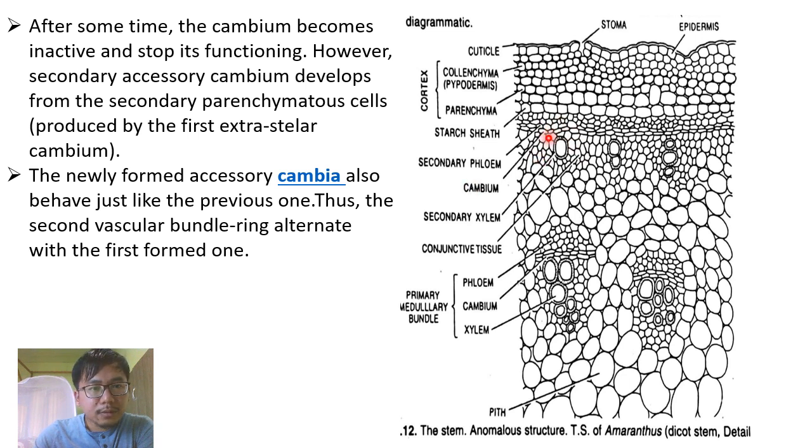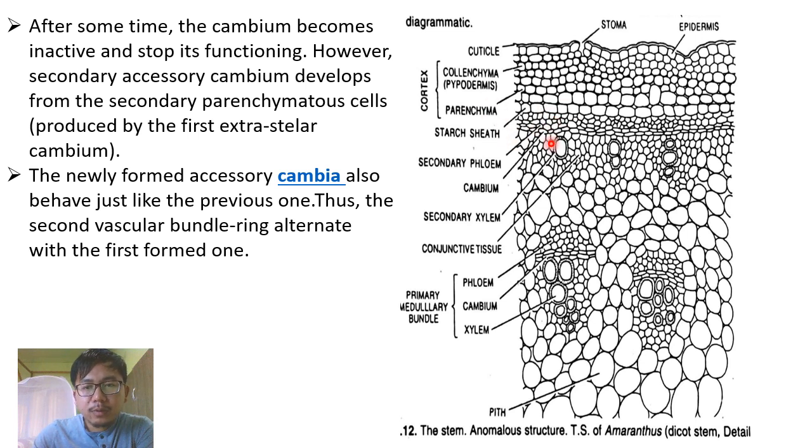anomalous secondary growth occurs. The newly formed accessory cambium also behaves like the previous one. Thus, the secondary vascular bundle ring alternates with the first one. So, as we already discussed before, the mode of activities of cambium is that first they will produce xylem. There will be another layer of cambium. They will produce xylem, parenchymatous cells, and after that, secondary phloem and parenchymatous cells will be produced.